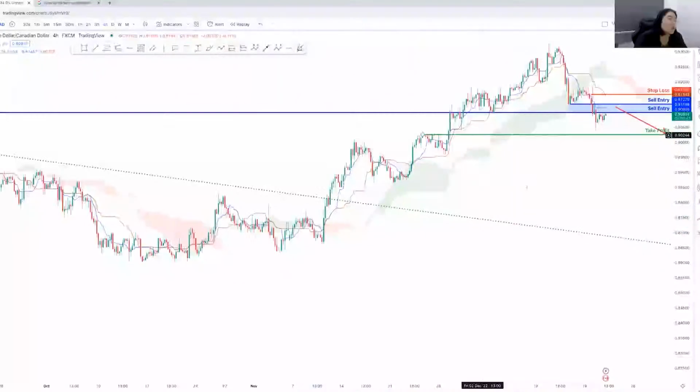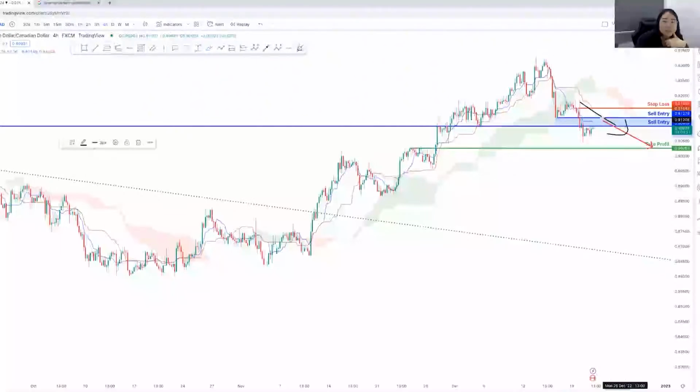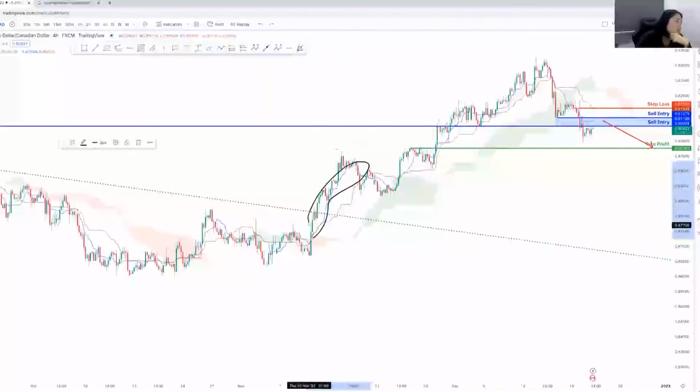Okay, the second thing you want to look out for with Ichimoku: the conversion line, which is this blue line, and the baseline. One of them is called the conversion line, and one of them is called the baseline. If the blue line is below the red line, it means that it's a sell. If the blue line is above the red line, like in this example here, it means that it's a buy.